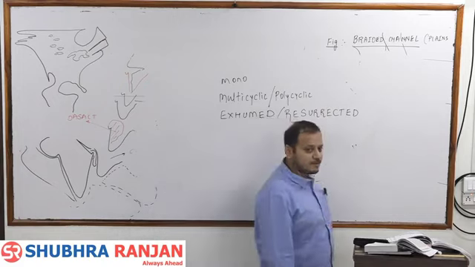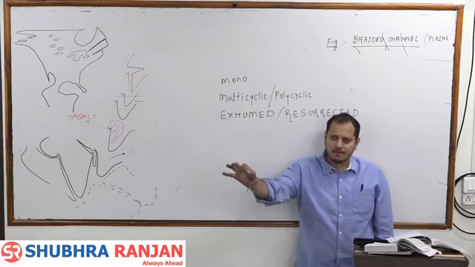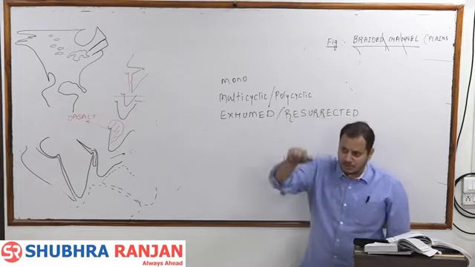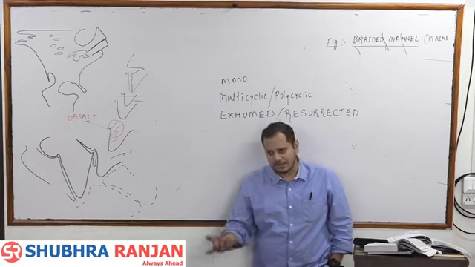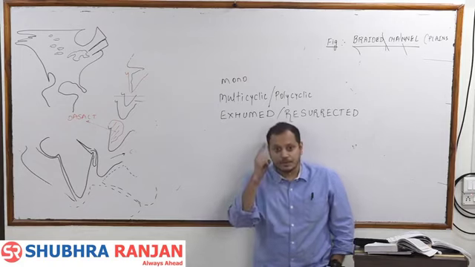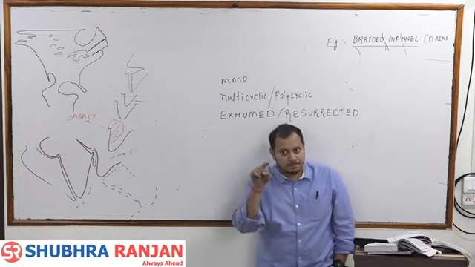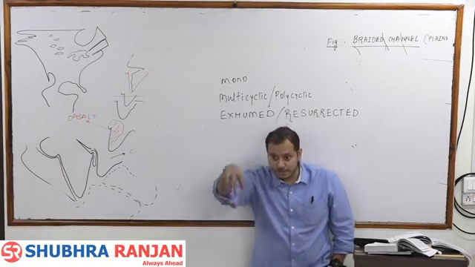So how many types of landforms? See, it is very simple. Simple landforms, after simple, compound and complex landforms. After that, monocyclic, polycyclic. And fifth is resurrected. Now, what will be the simple landforms? Only one geomorphic process is operating. What will be the compound or complex landforms? More than one geomorphic process is operating today.